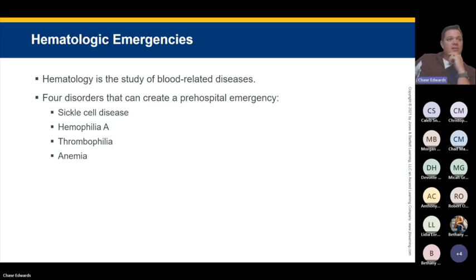All right, here's some other hematologic emergencies. You got hematology. Hematology, anything ology is the study of, right? So hematology is the study of blood-related diseases. So three disorders that can create a pre-hospital emergency are going to be your sickle cell disease, hemophilia A, thrombophilia, and anemia.